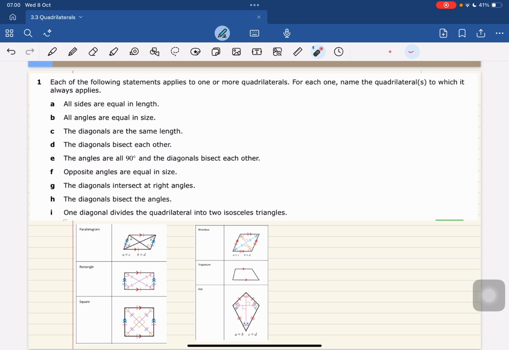Look at it: all sides are equal. Let's check it. These are equal, okay. Parallelogram, no. Rectangle, all sides are not equal. Okay, we got square, all sides are equal. Rhombus, equal. Trapezium, no. Okay, we got two. First is square, and after square we got rhombus.